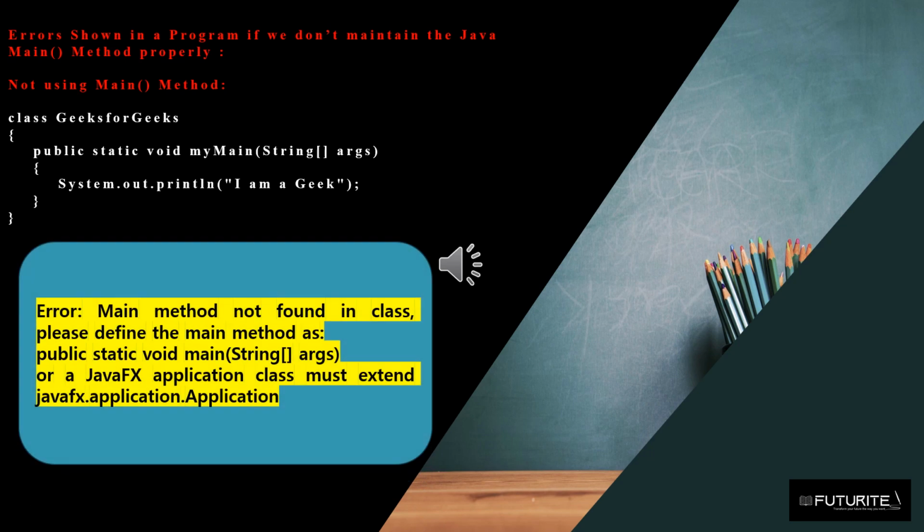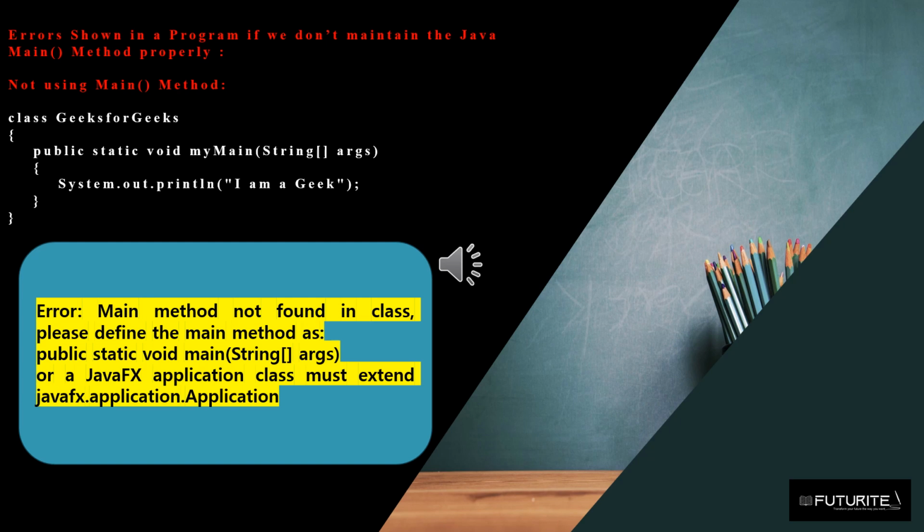Learners, now if we don't use the main method, and instead we change the name of the method, that is, myMain instead of main. The main method is the method which the Java compiler looks for. So here the error thrown at the time of compilation is main method not found in class. Definitely that is not found.